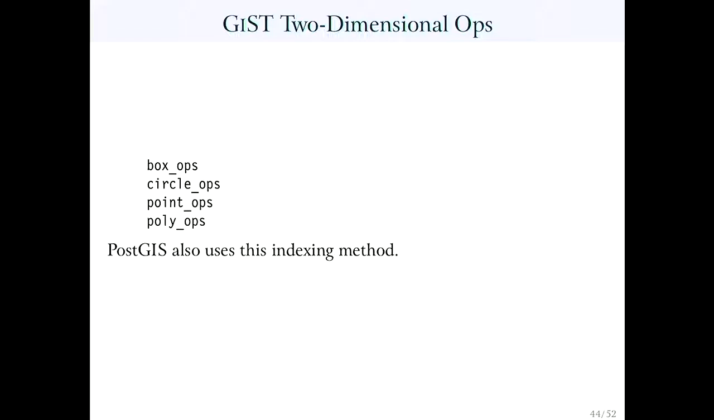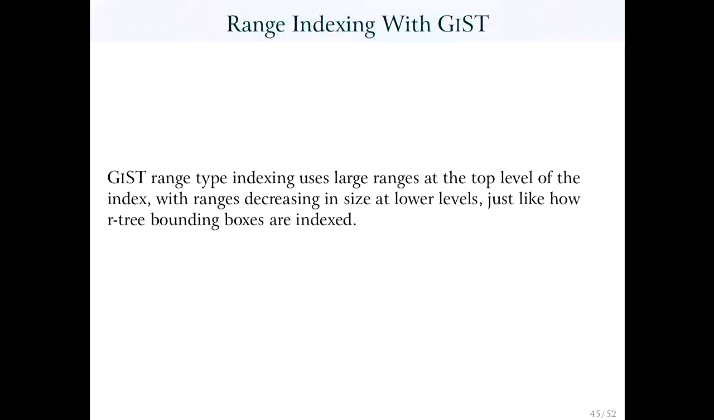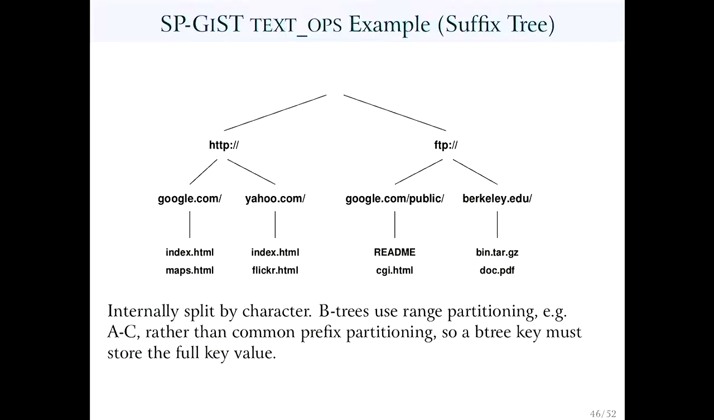Okay, and again, box, circle, point, polygon, these are all used by PostGIS. Feel free to talk to Paul Ramsey about that. He is here at the conference. But again, GiST is really good for that. So again, ranges, smaller boxes is how you do it.